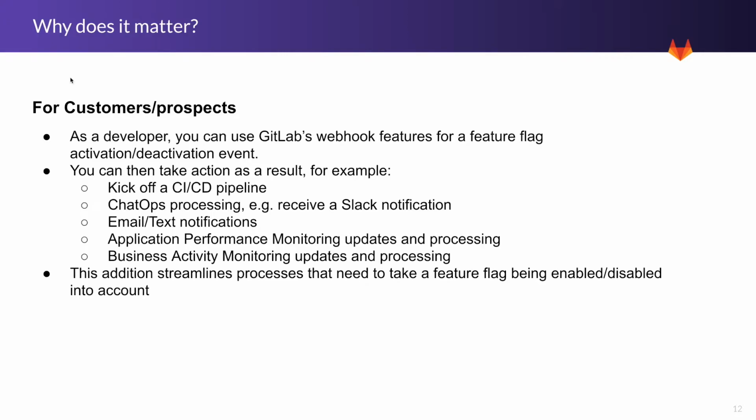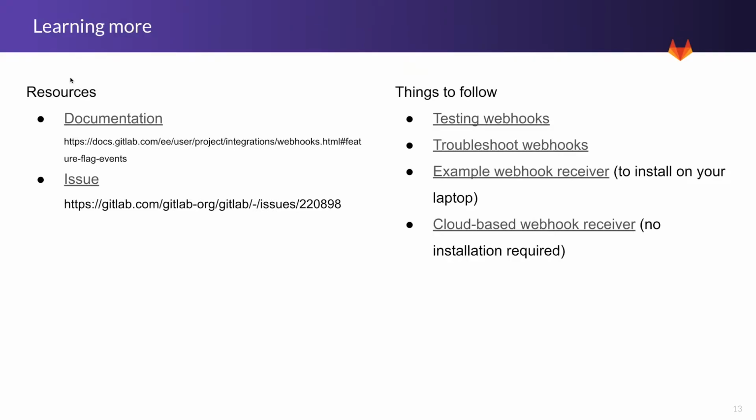You can also update and process some application performance monitoring solution that you may have, and you can also do business activity monitoring updates and processing as well. This capability streamlines the processes that need to take into account a feature flag being updated, enabled or disabled in this case.